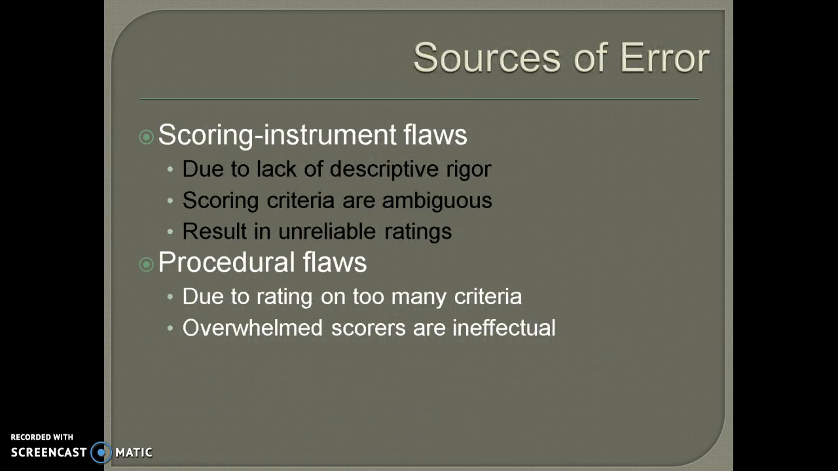So, of course, there are some flaws, some sources of error to consider. You want to keep your scoring reliable and valid. So if your rubric lacks a lot of detail, you may have a problem with the scoring. Make sure that you have specific criteria. In addition, procedural flaws can occur when you feel overwhelmed with a very detailed rubric. Make sure that your grading criteria are manageable.